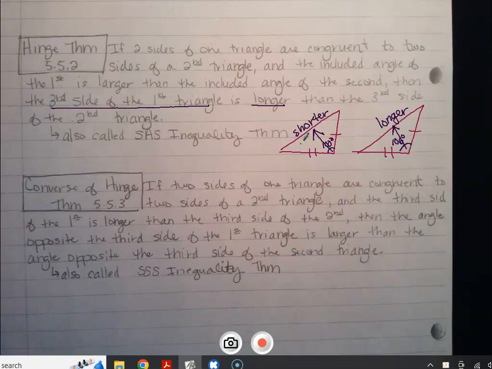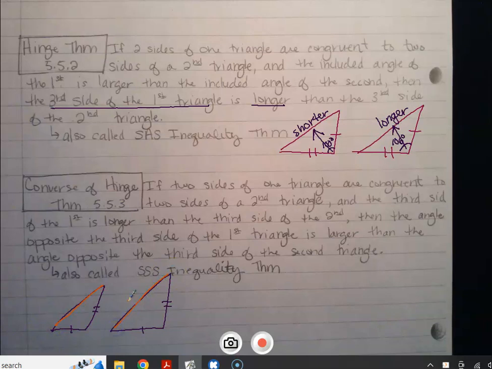This one actually is a weird converse because it's also kind of the converse of the side, side, side, or they call it the side, side, side inequality. So let's look at it just to be sure. If two sides of one triangle are congruent to two sides of a second triangle, so we're doing that thing again. My angles look different. So I've got two sides that are congruent, and the third side of the first is longer than the third side of the second. So now these sides are different lengths.